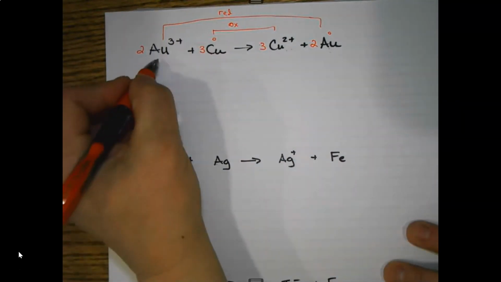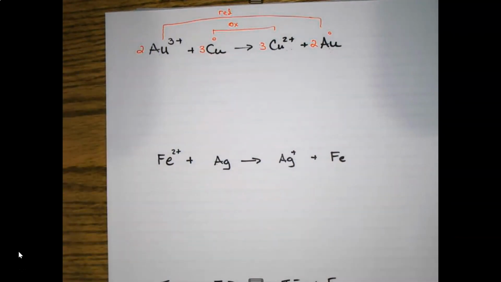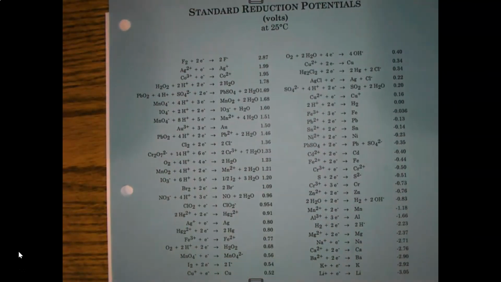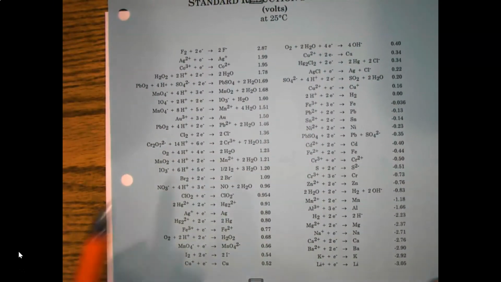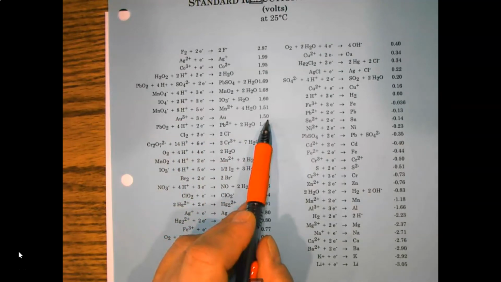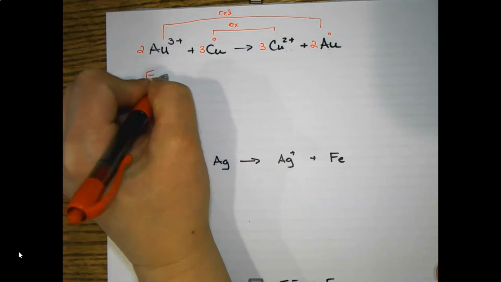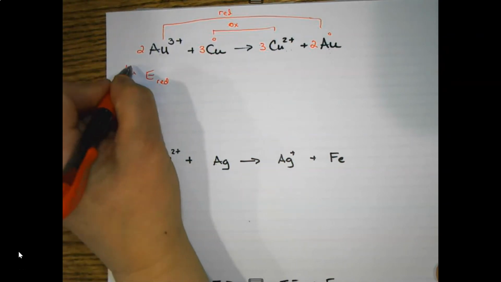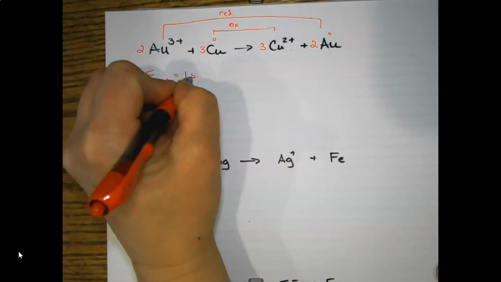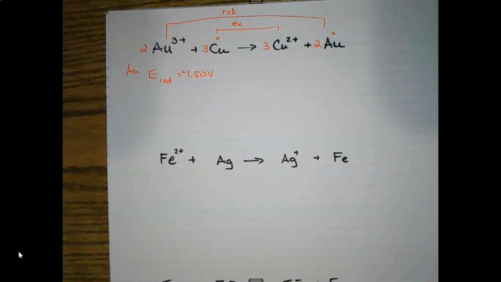All right, so I'm going from Au3+ to Au. That's reduction. So if I look on this sheet, I can pull that value straight off the sheet. And here it is. Au3+ to Au is 1.50 volts. So the E of reduction for Au is 1.50 volts. That's a positive 1.50 volts.